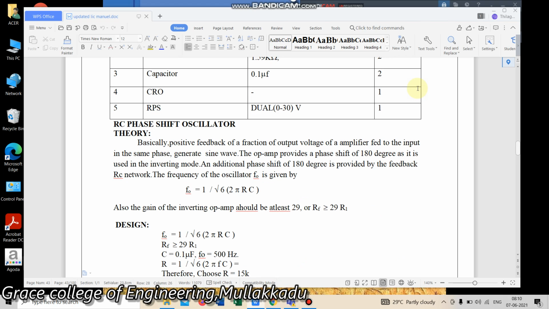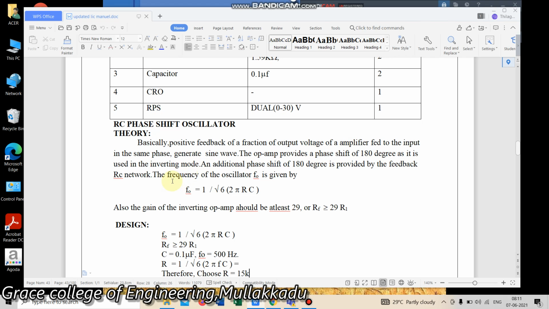RC phase shift oscillator. RC phase shift oscillator is nothing but an oscillator circuit which is designed out of operational amplifier as well as a stage of RC network. It consists of two stages. The first stage of operational amplifier will produce the 180-degree phase shift, and the second stage, which consists of RC network, three combinations of RC, produces another 180-degree phase shift.